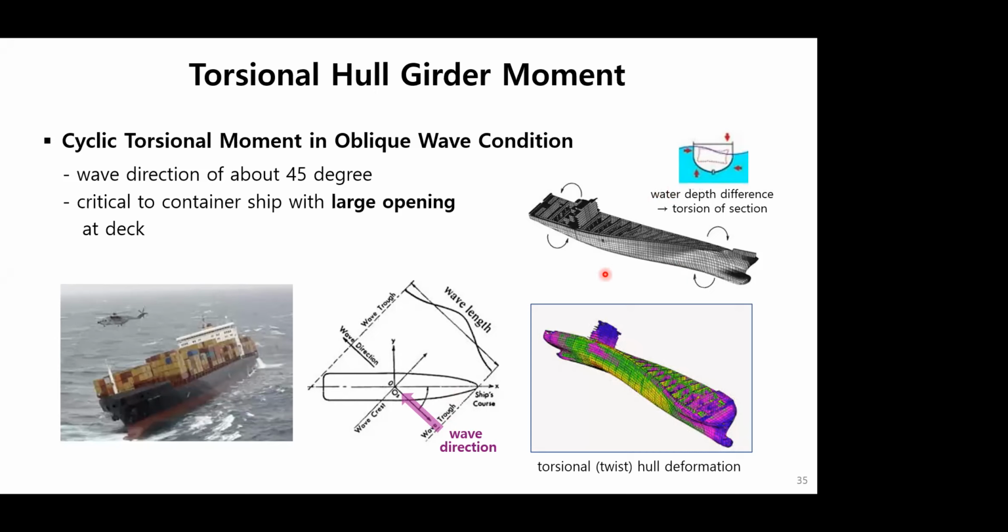In general, torsional moment is very critical to container ships, which have large openings at the deck. We know a large opening is comparatively weak against twisting deformation.